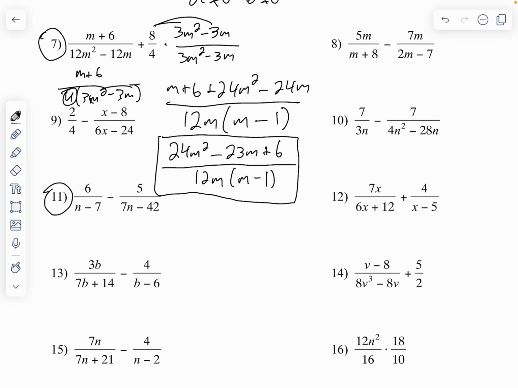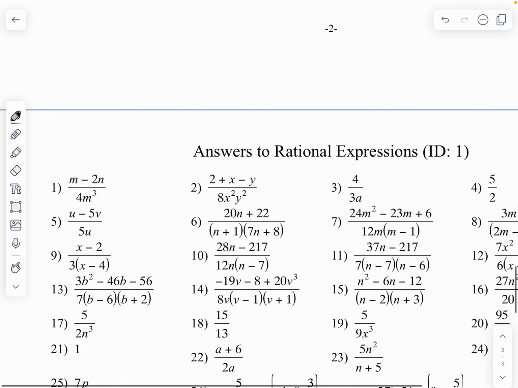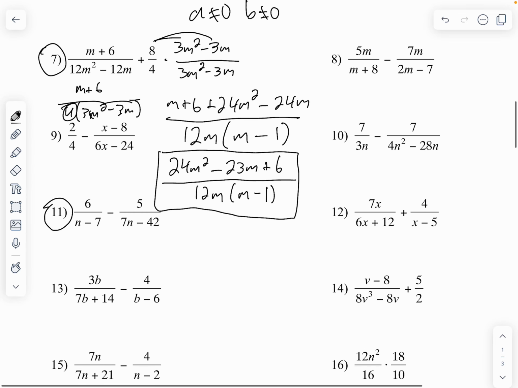All right, I'm just going to double check the answer to number 7, see how I did. Make sure I got it right. Yep, perfect. 24m squared minus 23m plus 6 over 12m times m minus 1. Great. Number 11.